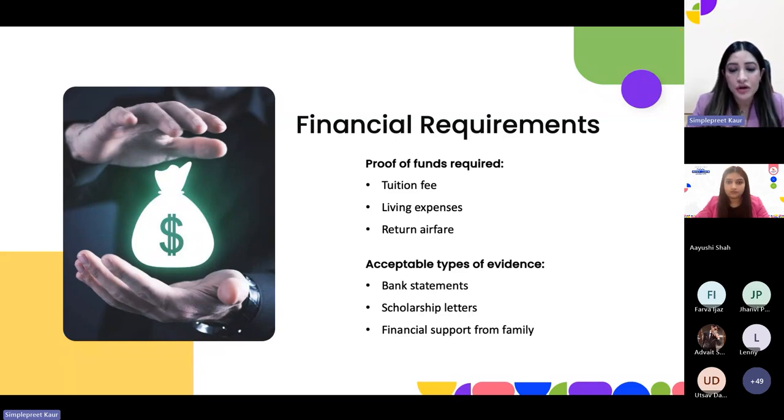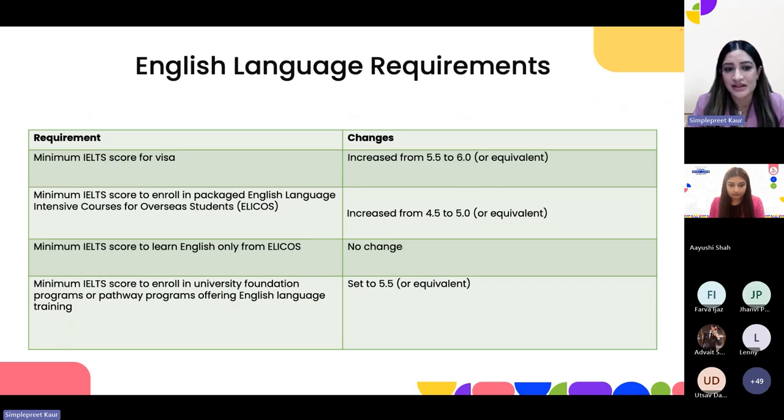But make sure that these funds are available at some recognized financial institutions in order to supply similar documentation to the Department of Home Affairs for the student visa applications.